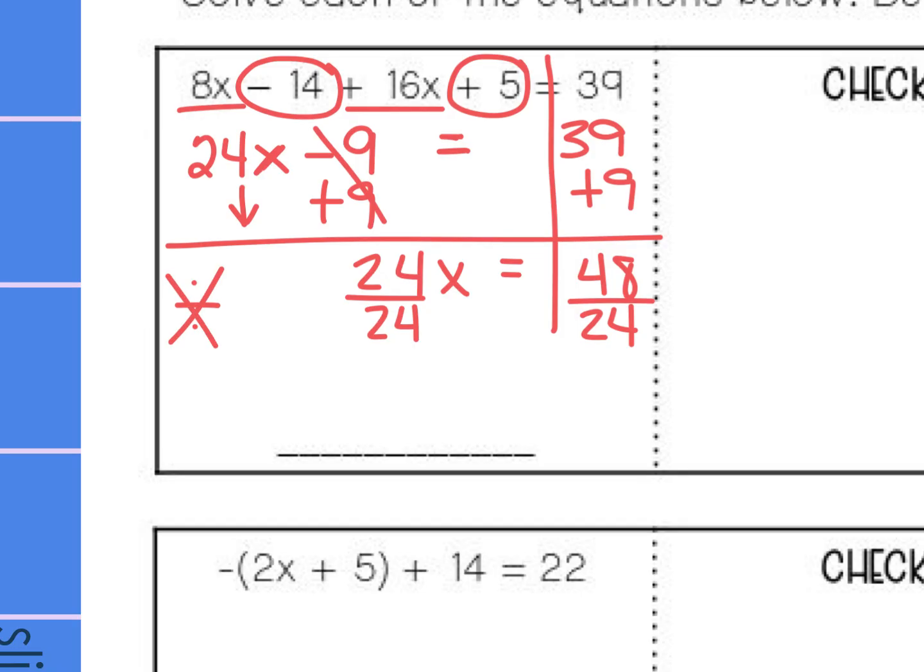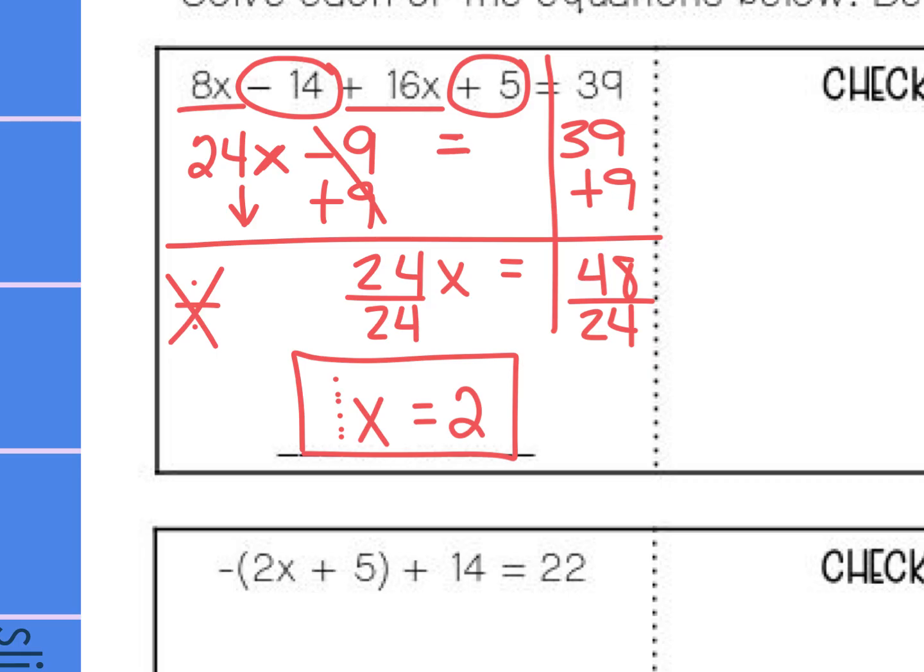24 divided by 24 is 1, so we do have 1x. It is a positive 1x. It is alone. It is positive. If you don't want to put the 1, that's fine. 48 divided by 24 is 2. Are we done? No, we are almost done.